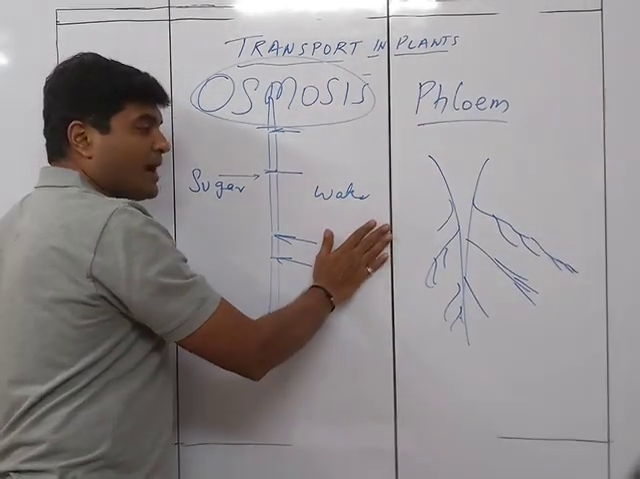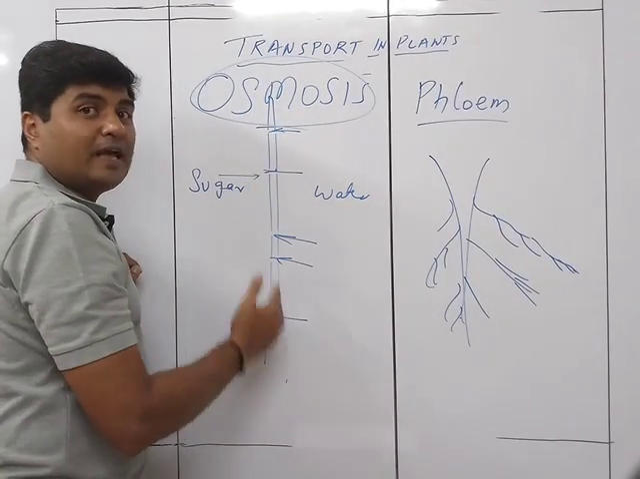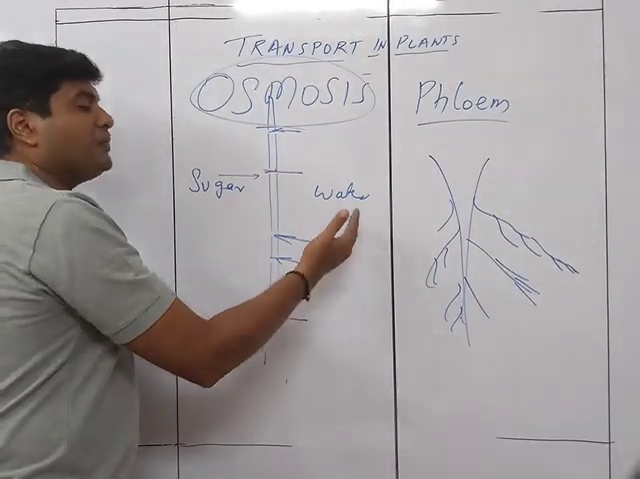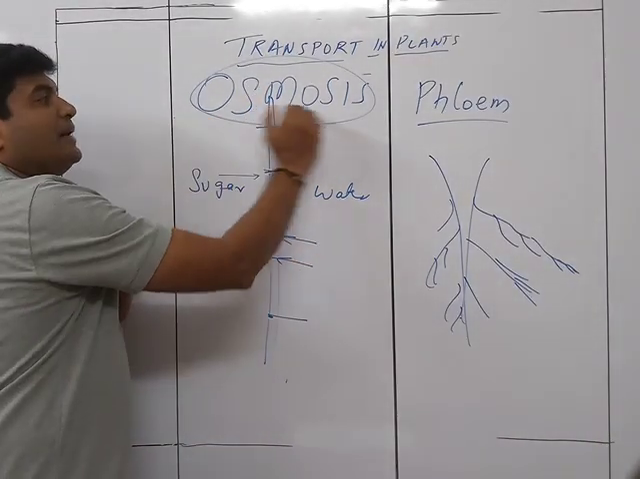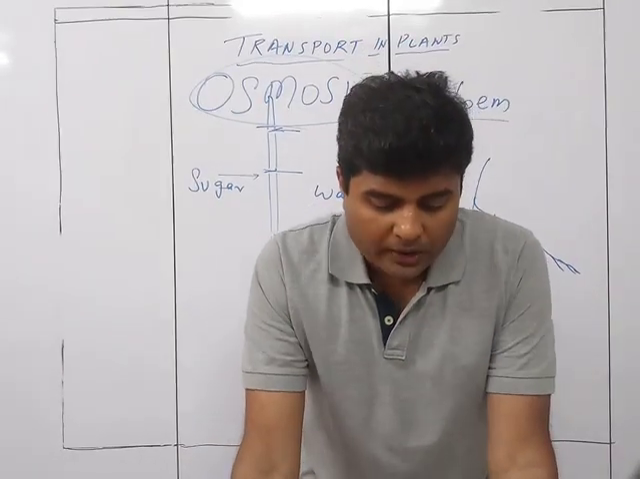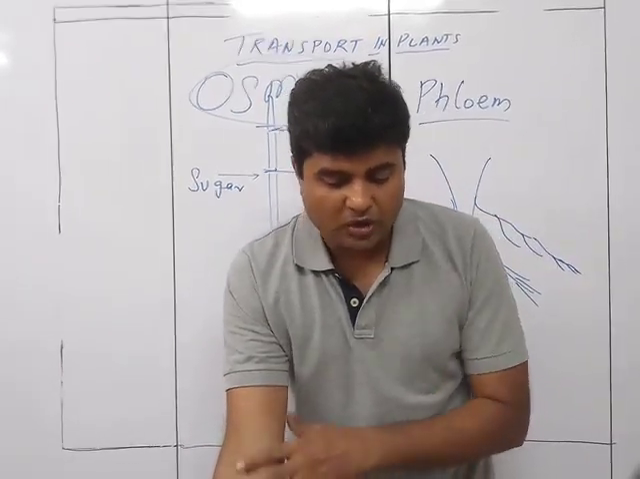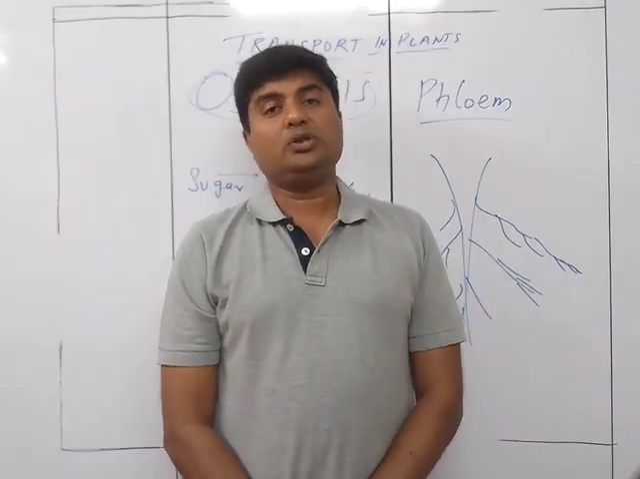So water moves from higher concentration to lower concentration, but it is passing through what? A semi-permeable membrane. So when it is passing from a higher concentration to lower concentration through a semi-permeable membrane, that process is called osmosis. So movement of water molecules from a dilute solution to a concentrated solution across a semi-permeable membrane is known as osmosis.